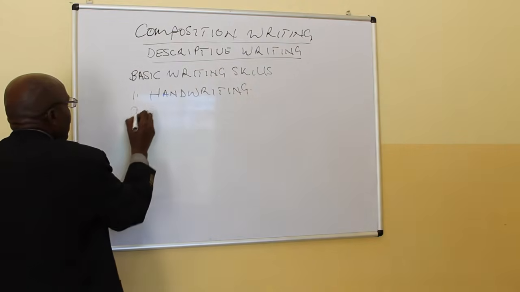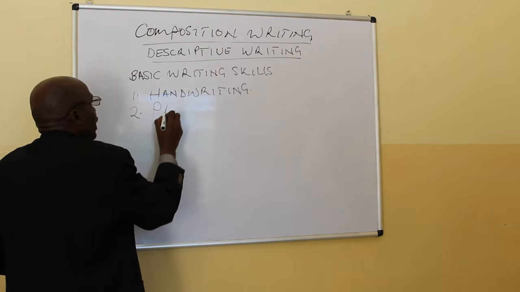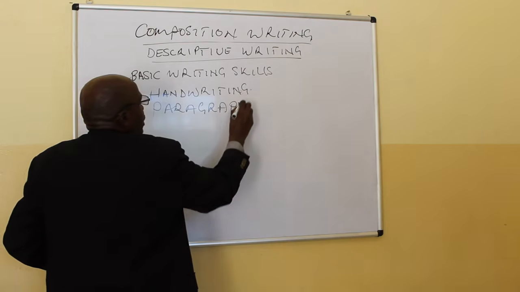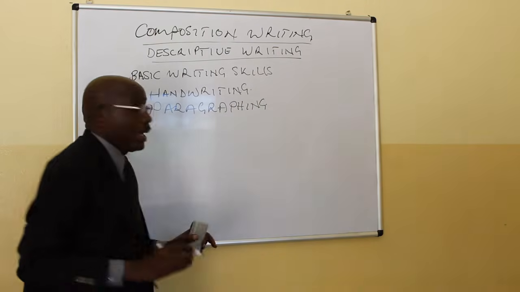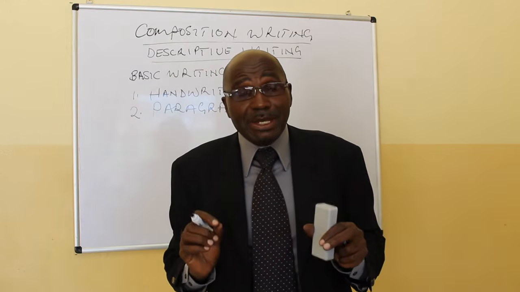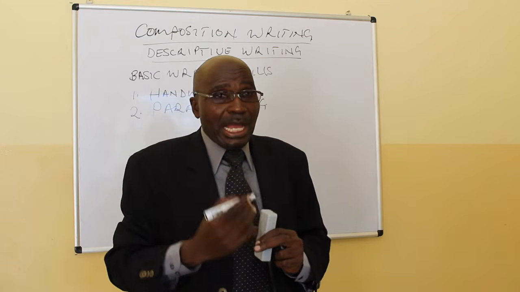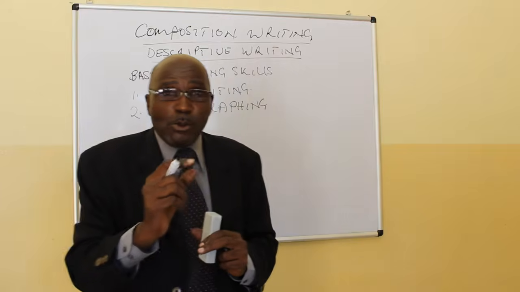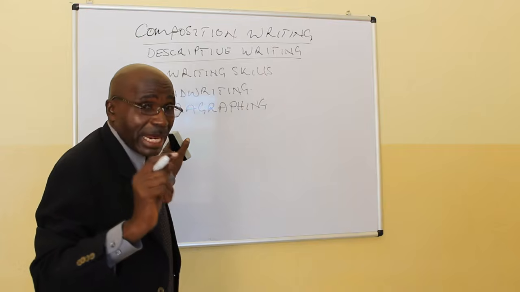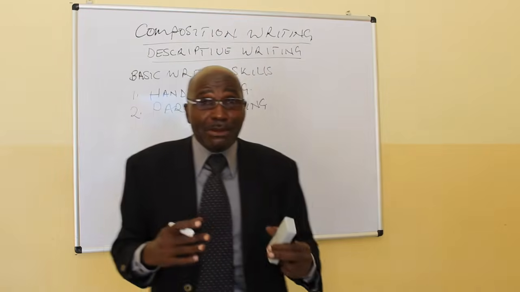Then the second point, apart from handwriting, should be paragraphing. Paragraphing is one of the most important things that you need to look at. How do we paragraph our work? We must indent our work, and we ensure that the space from the margin is wide enough to ensure that there is no problem with the reader, because the reader has to identify where the paragraph starts and where the paragraph ends.